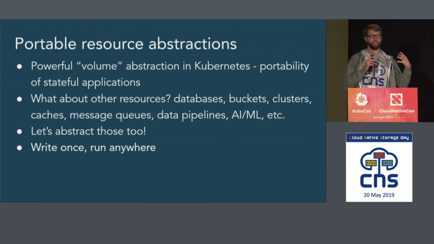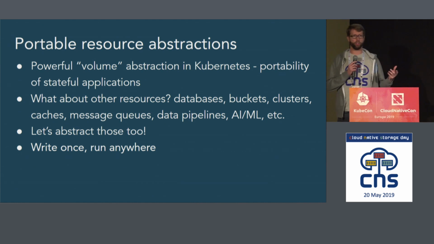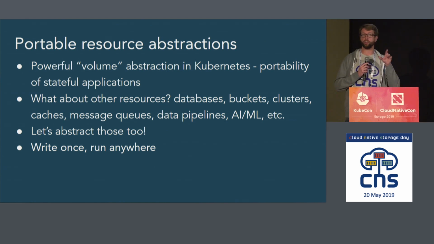I think Kubernetes did really well with the volume abstraction, right? And so we think that we could do the same thing for other things like databases, object storage, caches, message queues, all sorts of stuff. Let's abstract those also and do the same thing that Kubernetes did for volumes for everything our applications use. Write once, run anywhere. Let's actually start being able to really mean that now.